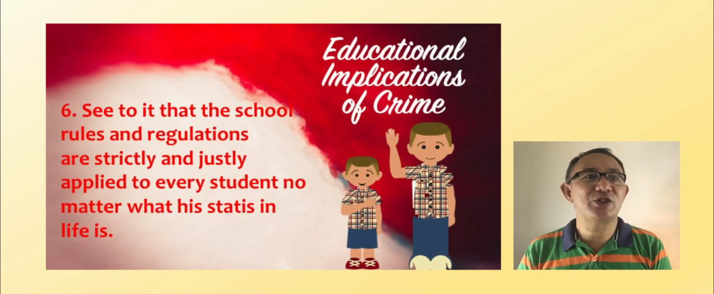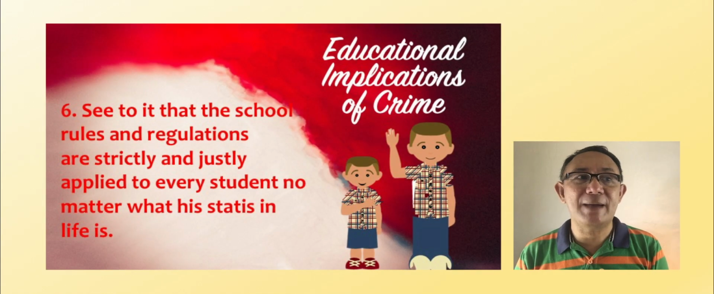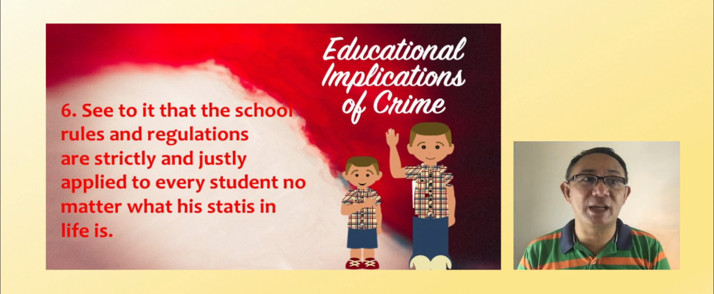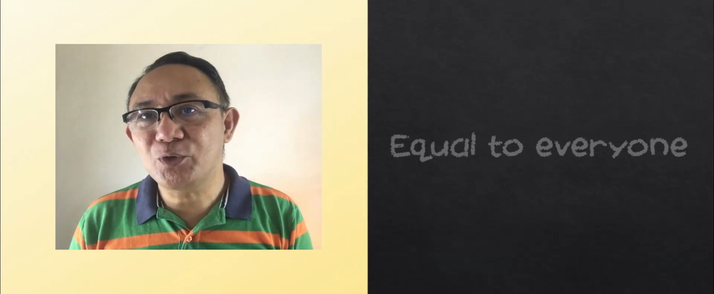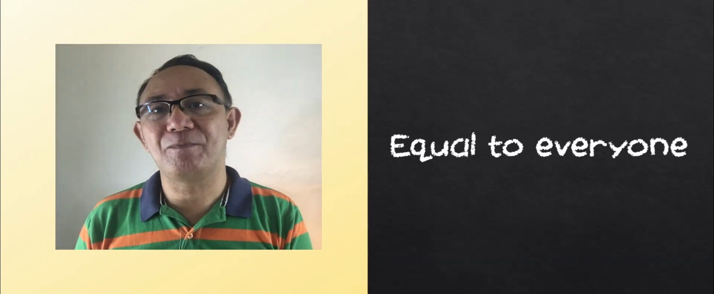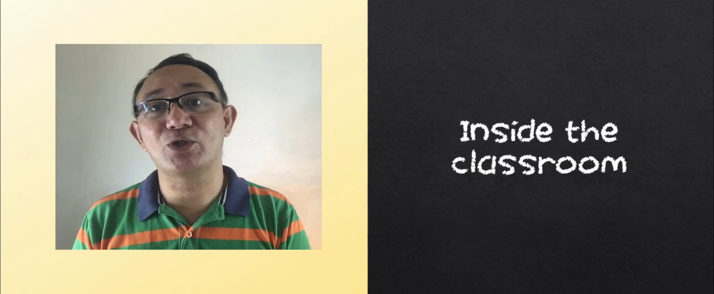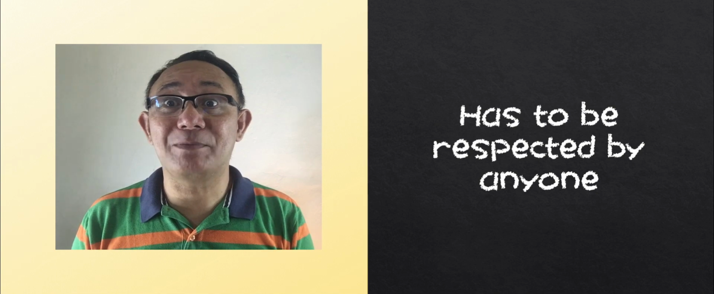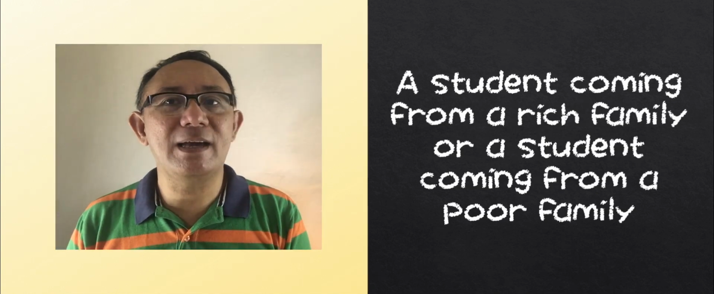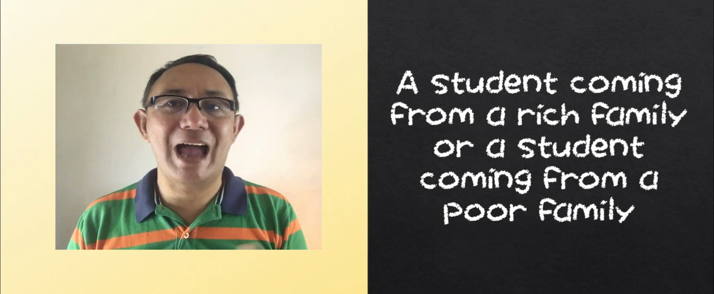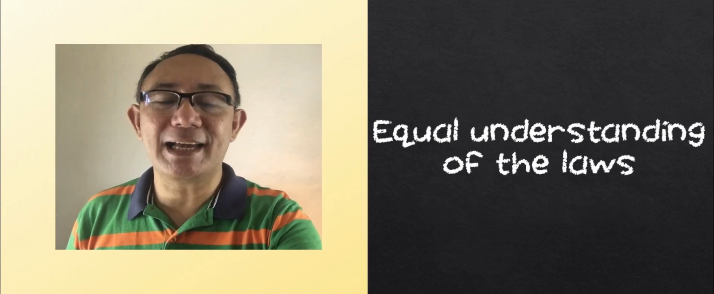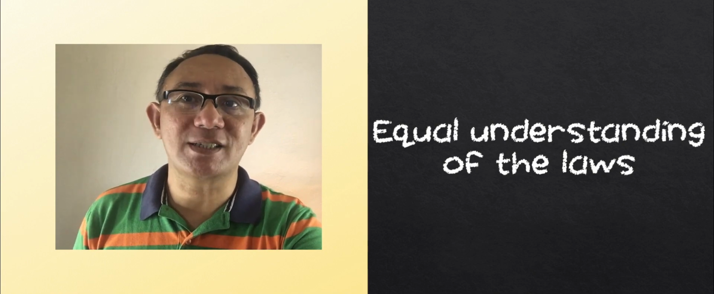Then, see to it that the school rules and regulations are strictly and justly applied to every student, no matter what his status in life is. We have to be equal to everyone, and whatever the rules and regulations inside the classroom or inside the school, they have to be respected by anyone, be it a student coming from a rich family or a student coming from a poor family. There has to be an equal understanding of those laws and regulations inside the school.